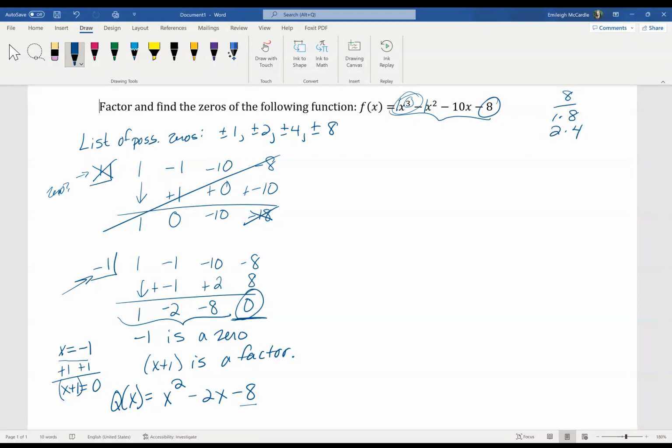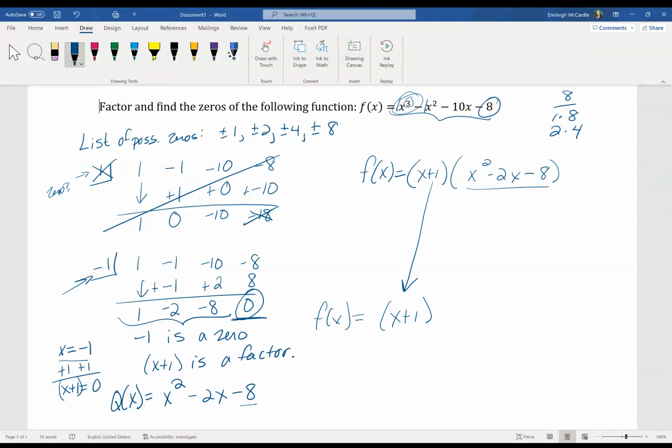Now, all of this is going to allow us to rewrite the function. We're going to rewrite the function as the first factor that I got, x plus 1, and then the quotient, so x squared minus 2x minus 8. At this point, we are looking for the factored form, but we already know one of the factors. So I would go down here and say one of the factors is for sure x plus 1, just so we don't forget it while we're trying to factor by grouping this quadratic.